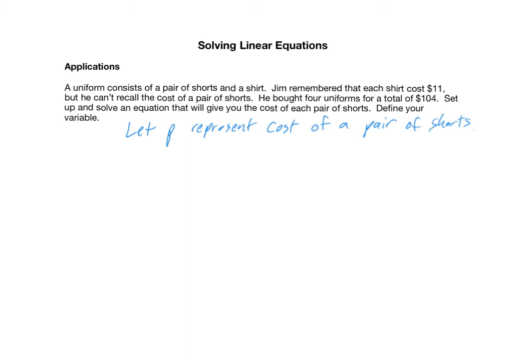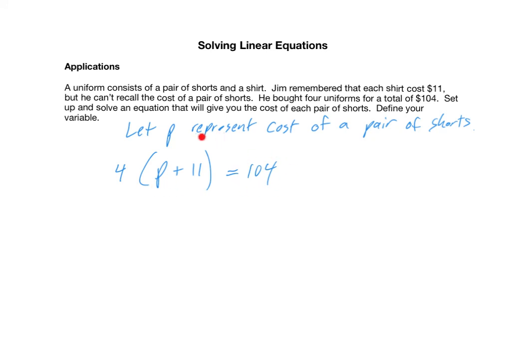Now we want to set up and solve an equation that's going to give us the value of P. Well, we're told that 4 uniforms cost a total of $104. Well, how much is each uniform? Each uniform consists of a pair of shorts and a shirt. The pair of shorts cost was P. We don't know what it is, that's why we're letting P represent it. And the cost of a shirt would be $11. So these two costs together would be P plus 11. So the cost of a uniform is P plus 11. So 4 uniforms at this cost will give us a total of $104.